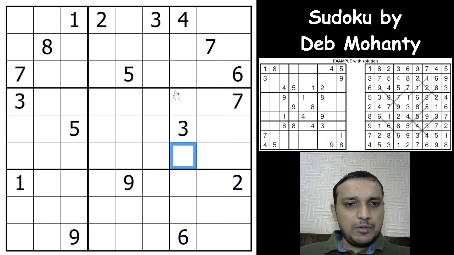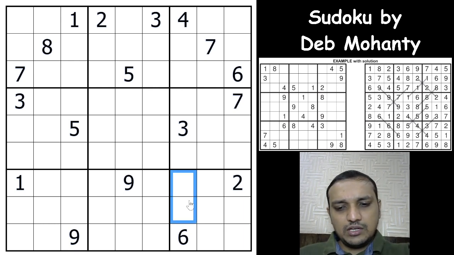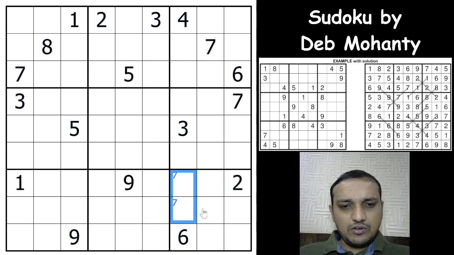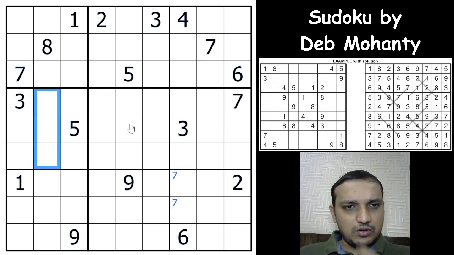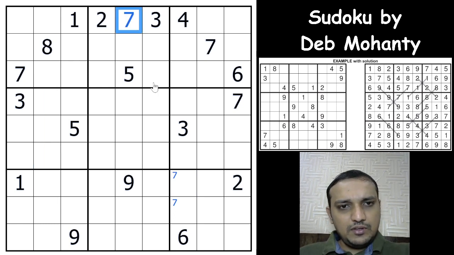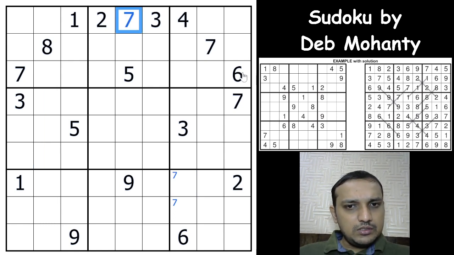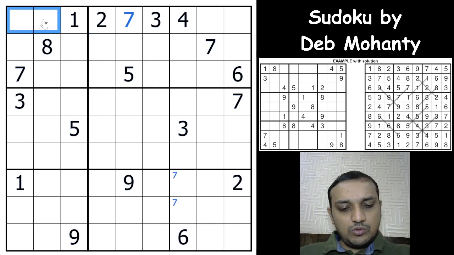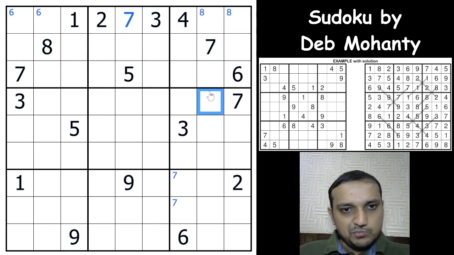Coming back to this Sudoku now, we'll first see something with the classic rules. You have 7 in one of these 2 cells, then you have 1 in these 3 cells, which is not required for now. You have a 7 here, 6 would have to be in one of these 2 cells, and 8 would have to be in one of these 2 cells. Okay.